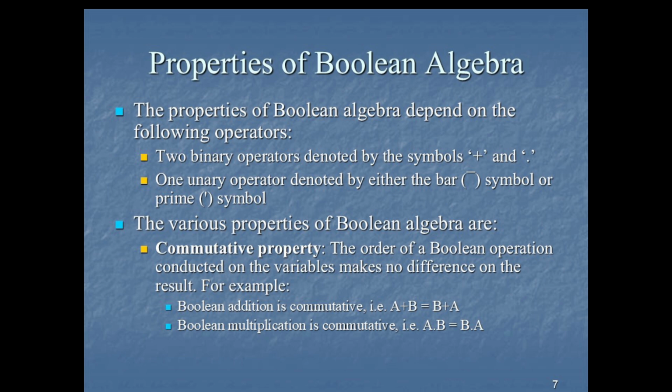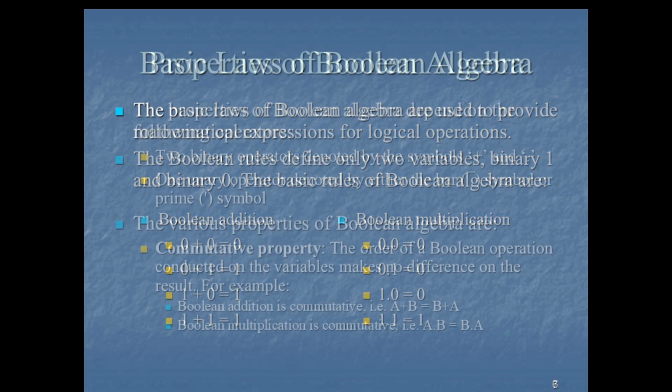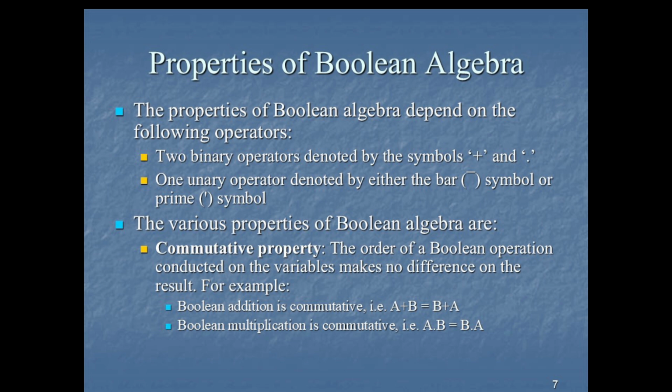Similarly, on multiplication laws, 0.0 is 0, 0.1 is 0, 1.0 is 0, and 1.1 is 1, where both the inputs are available and the output will have availability of the signal. It is according to the AND gate operation. The properties of Boolean algebra depend on the binary operations denoted by the plus symbol and the dot symbol. Similarly, the operator denoted by the bar symbol is the inverter operation of that particular input.